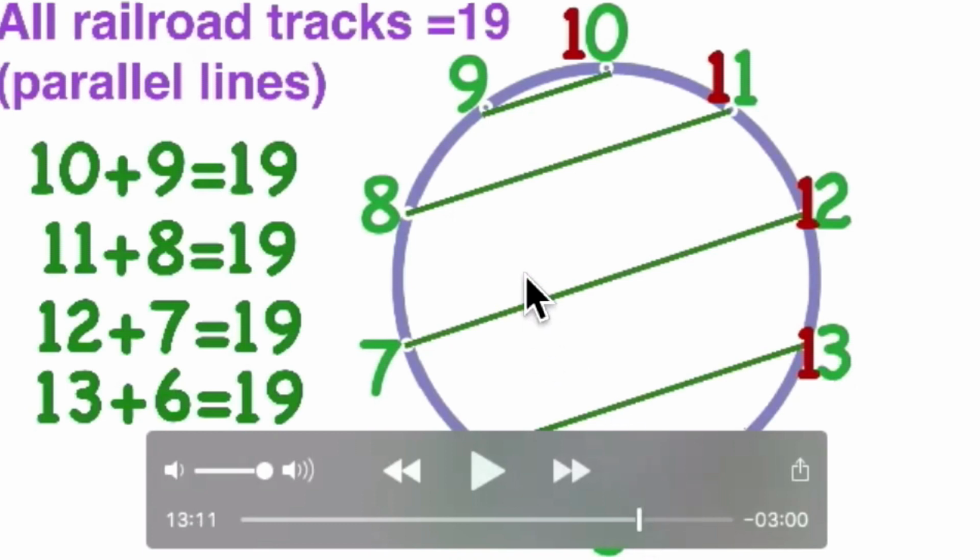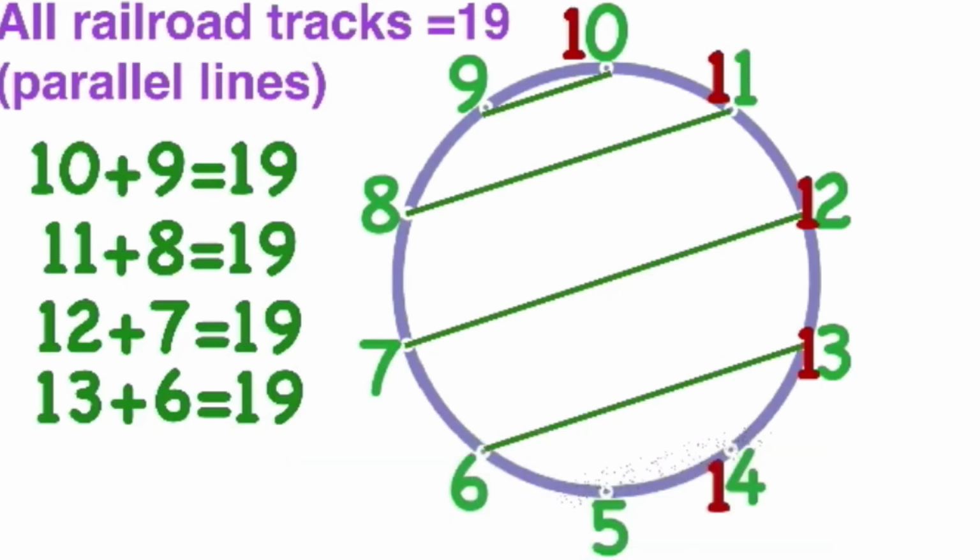You could also do 18 and 1 is 19, and 17 and 2, and 16 and 3, and 15 and 4. So there's just so many facts there, just all in that one wheel.